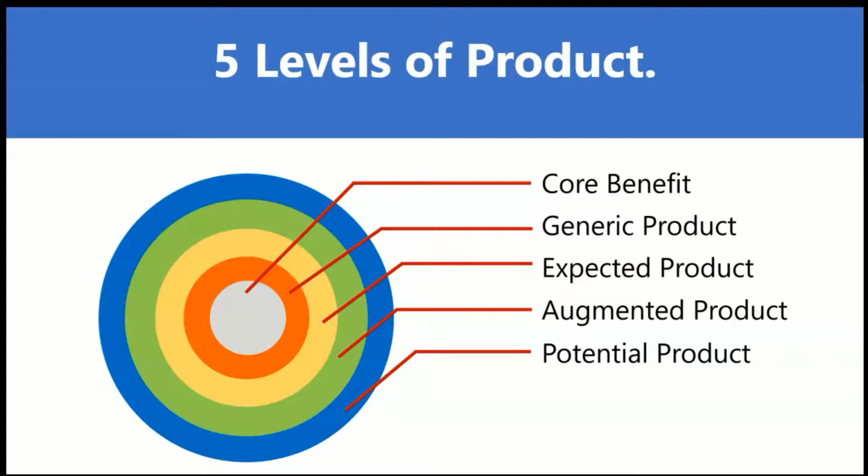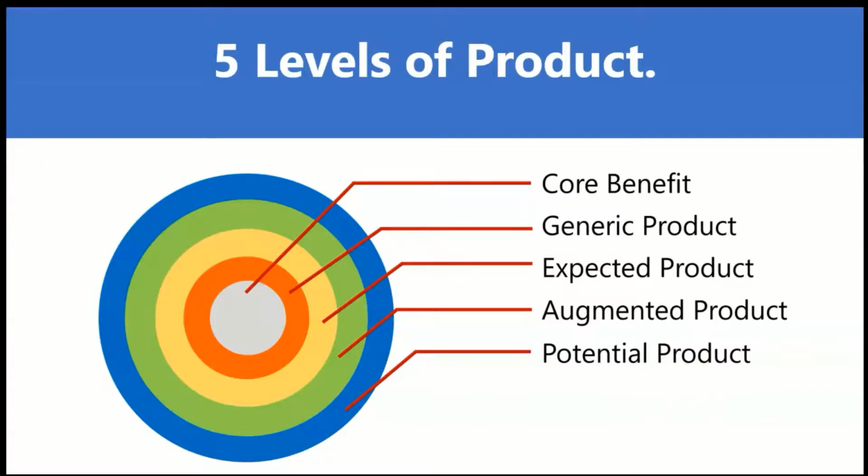The potential product level includes all the augmentations and transformations that a product might ultimately undergo in the future. So here the potential product talks about the future journey, how the product will be. So the core benefit talks about the fundamental need and want satisfaction. Generic product is the basic product. Expected product: when you buy something, you expect something. And augmented products have the features that distinguish them from the competitors' products. And the potential product talks about the future.